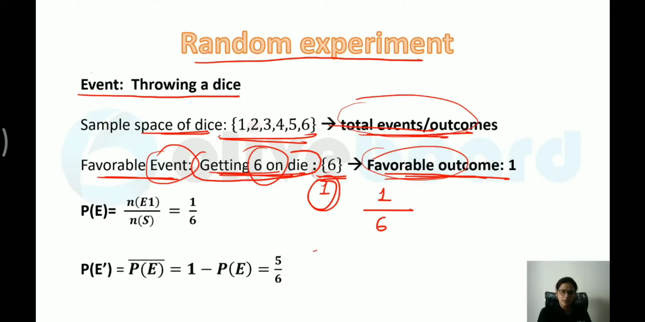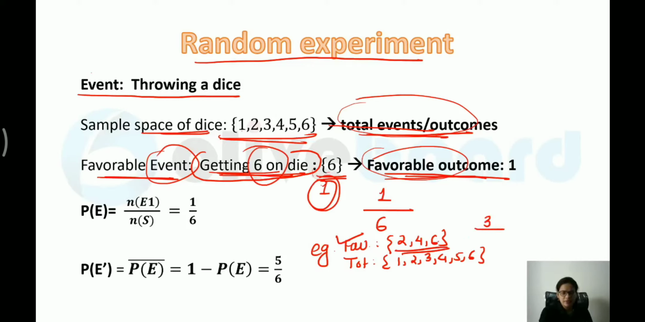Let me give you one more example. Suppose I ask what is the possibility of getting an even number. What will be my favorable outcome? Even number can be 2, 4 or 6. And what would be the total number of events? 1, 2, 3, 4, 5, 6. So there would be a total of 6 events, but out of them, what do you want? The favorable event is getting an even number. So what will be your answer? 3 is the favorable value, 6 is the total value. So 3 by 6, that is 1 by 2, will be the probability. Are you getting it? This is how we calculate the probability of any event: favorable upon total value.